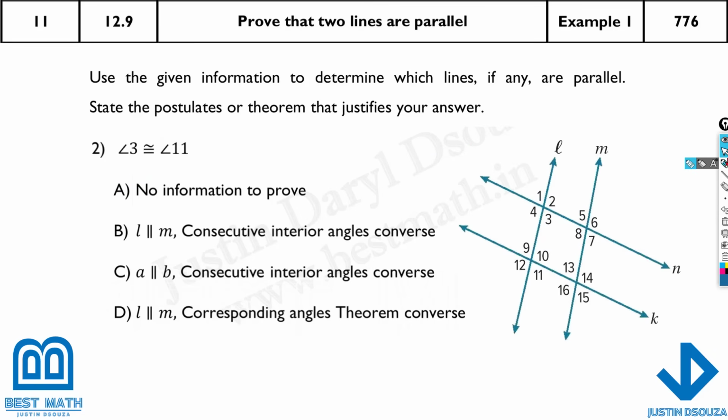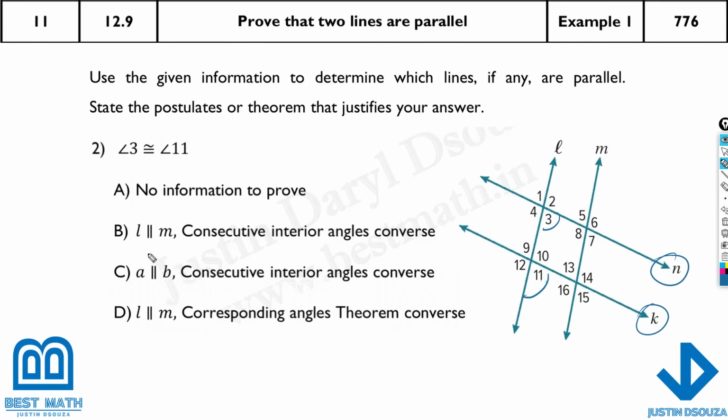Here, 3 and 11. Let's see where 3 and 11 are. That's over here and over here. Now, look at these. They are corresponding angles. You can see this is the position down right. And which are the two lines that will become parallel? It is N and K. They prove that N and K are parallel.